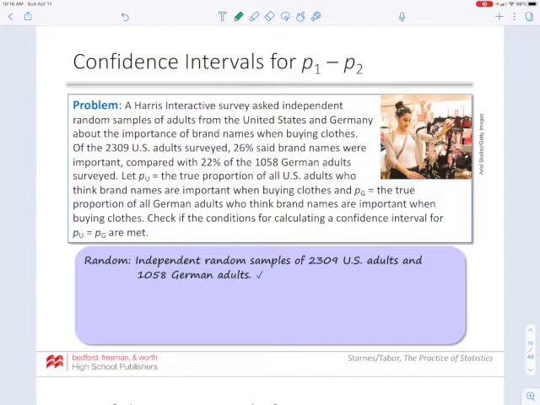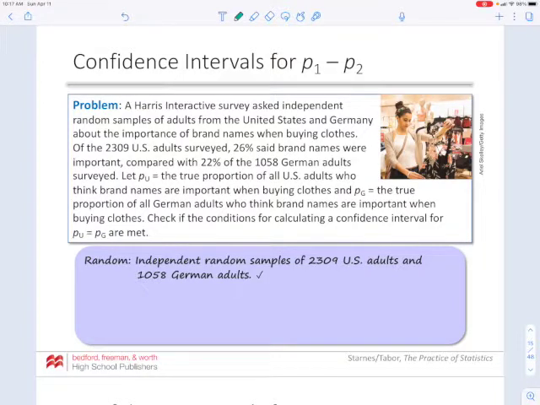A Harris Interactive survey asked independent random samples of adults from the U.S. and Germany about the importance of brand names when buying clothes. Of the 2,309 U.S. adults surveyed, 26% said brand names were important, compared with 22% of the 1,058 German adults surveyed. Let P sub U equal the true proportion of all U.S. adults who think brand names are important when buying clothes, and P sub G is the true proportion of all German adults who think brand names are important when buying clothes. Check if the conditions for calculating a confidence interval for P sub U minus P sub G are met.